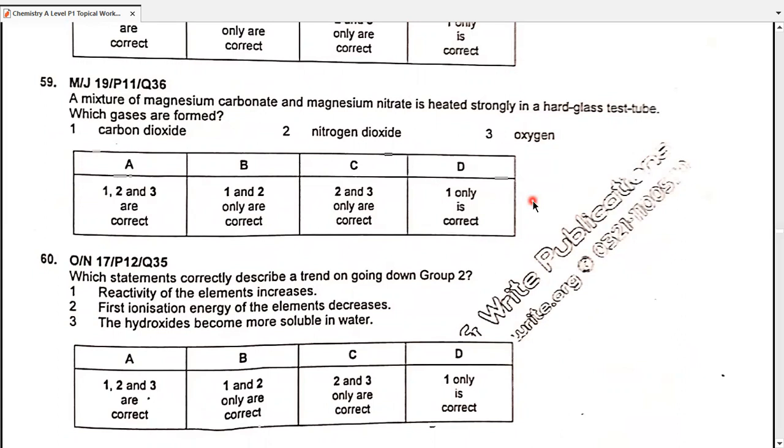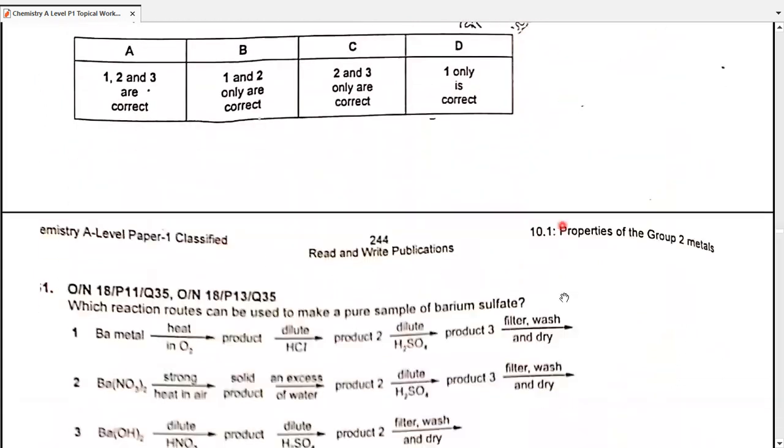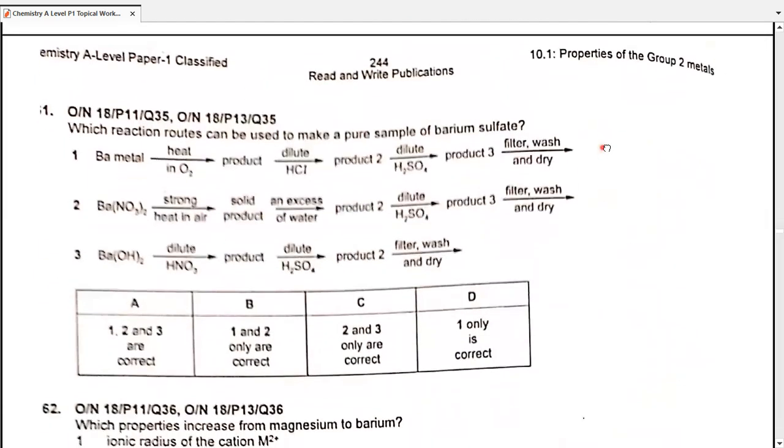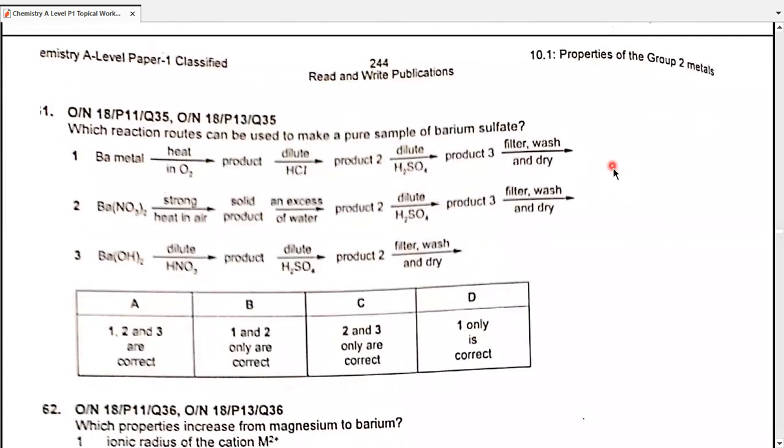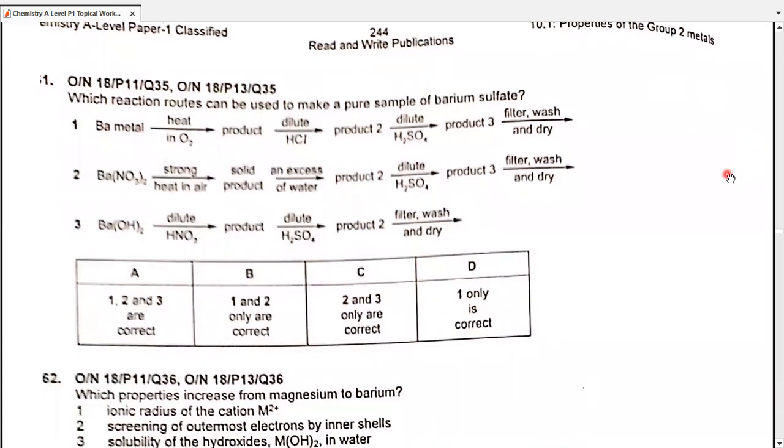Okay, so 59 is too easy. 60 is too easy. 61. Let's go with 61. Although this is easy, it is going to give you a little bit of doubt.